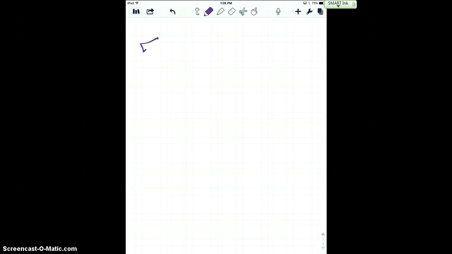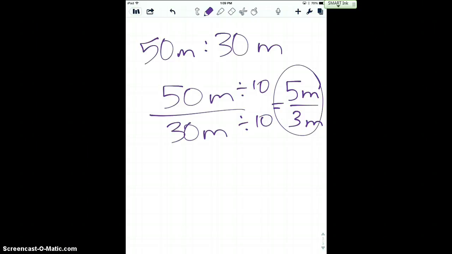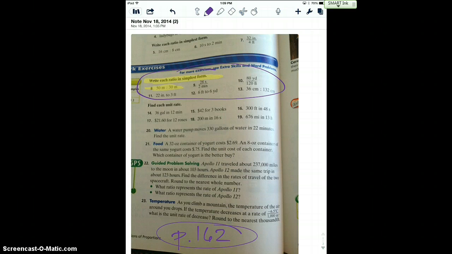So if I have 50 meters to 30 meters and it's asked to simplify, I can write a ratio as a fraction. It means the same thing, 50 to 30, and then I just simplify like you would a normal fraction. So in this case, I'm going to divide both of these by 10, and that is as much as I can do. That's the greatest common factor, and I get 5 to 3. Some of you might be like, that's improper, keep going. But in a ratio, we need to keep it as two quantities. So it's going to be 5 meters to 3 meters. It's as simple as we can get it. Let's try another one.